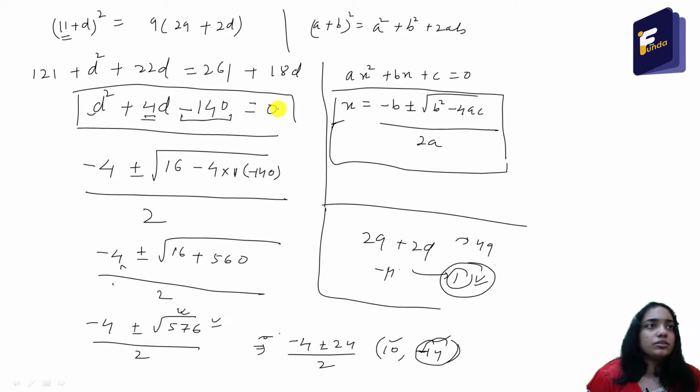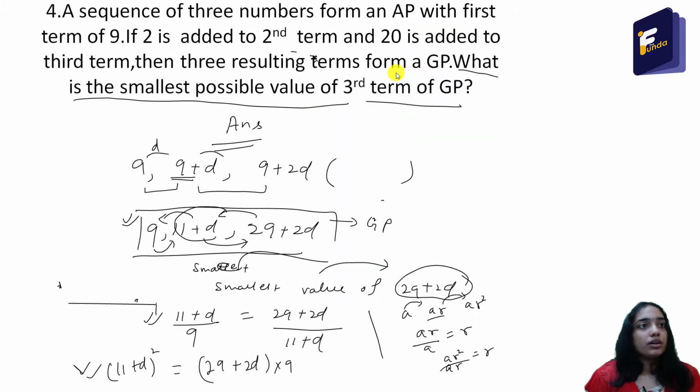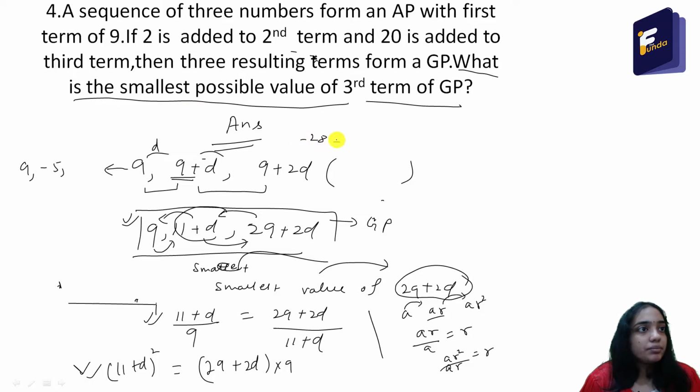Let's check the answer. Let's see what the GP is. We have calculated already. So if D is minus 14, then the AP, the three terms that we had taken previously, will be 9, then minus 5, and then it will be minus 28 plus 9, which is equal to minus 19.